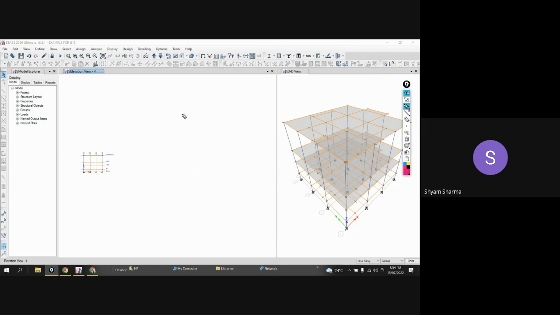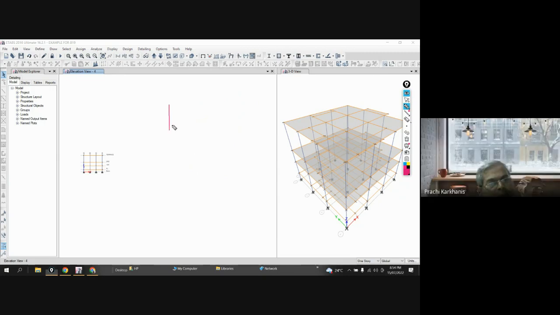See, if you are having a fixed end over here, and there is a hinge over here, and if you are applying exactly the same force over here, exactly you will get a reaction over here. So P and R will be same.